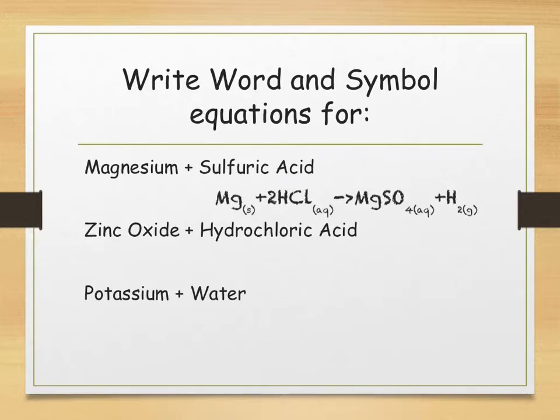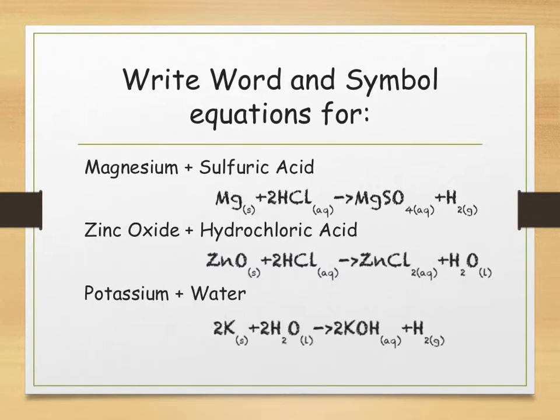Our second equation, zinc oxide plus hydrochloric acid, would make zinc chloride and water, as this is a neutralization reaction. The balanced equation being ZnO plus 2HCl goes to ZnCl2 plus H2O. And then finally we have potassium plus water, making potassium hydroxide and hydrogen. The balanced equation being 2K plus 2H2O goes to 2KOH plus H2.